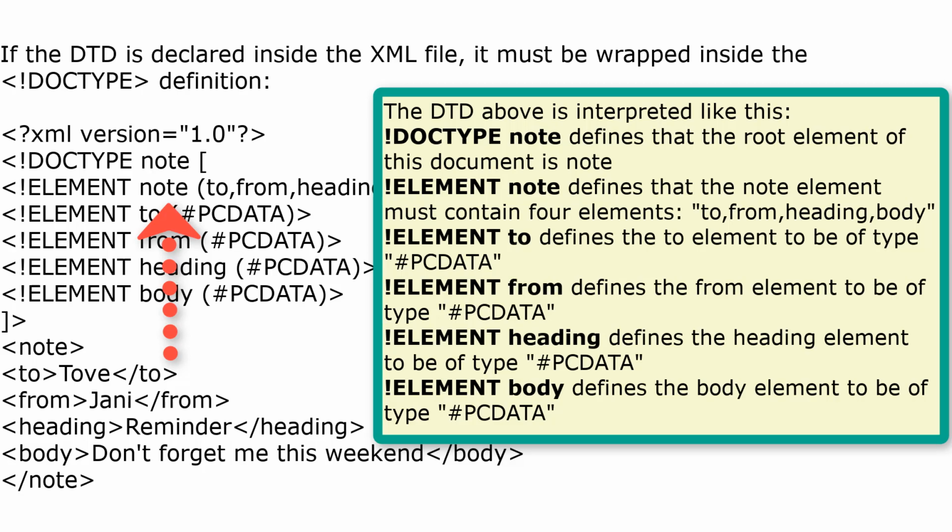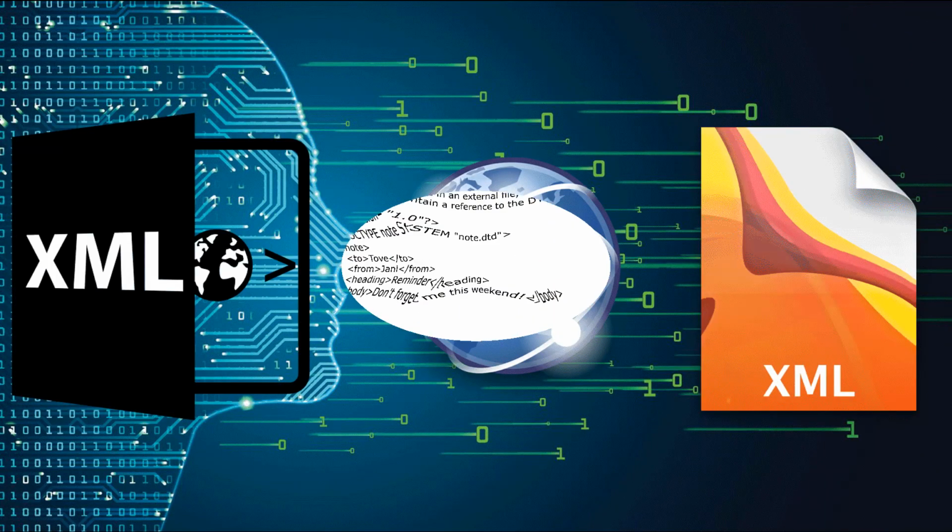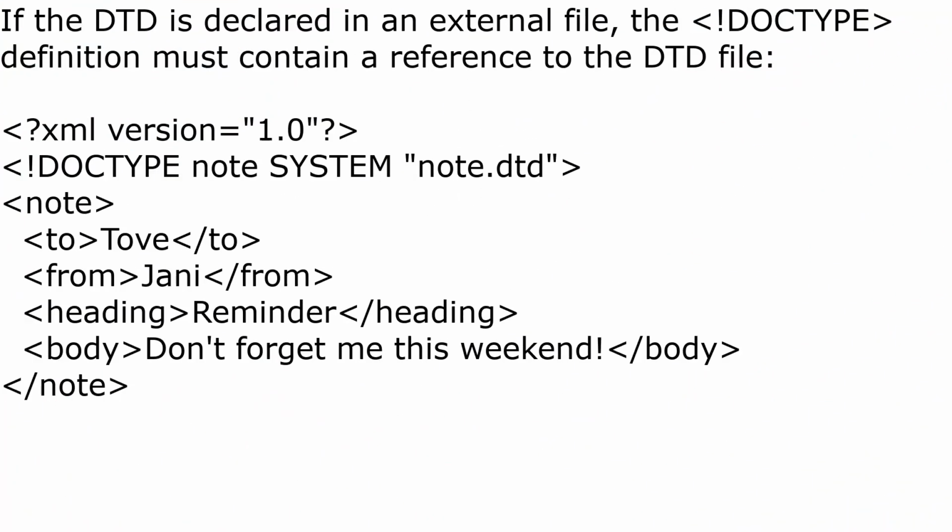So these are the child elements of the root element note. Now let us see how to declare an external DTD. If the DTD is declared in an external file, the doc type definition must contain a reference to the DTD. But in the internal DTD, the doc type definition must contain the DTD declaration. Here we can see that the doc type will contain the reference to the DTD file.